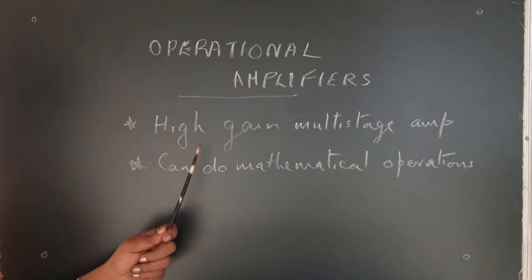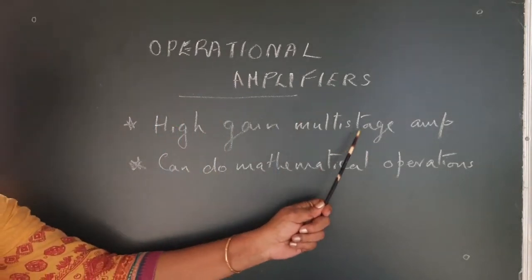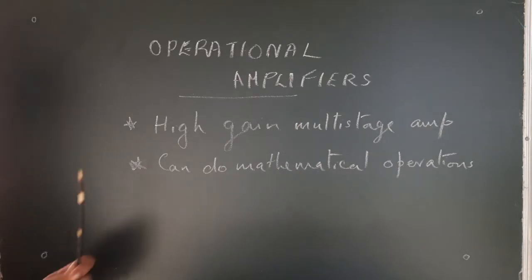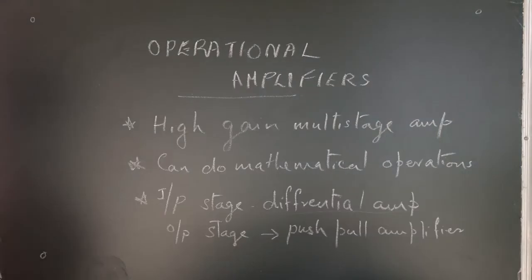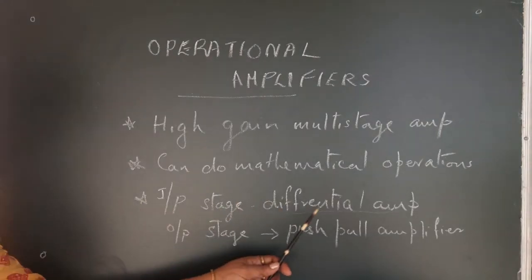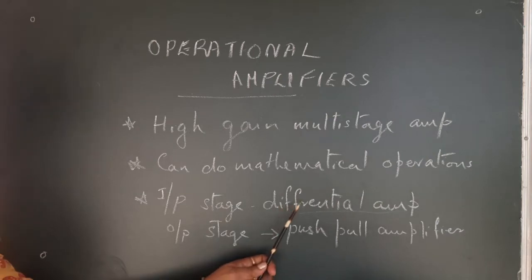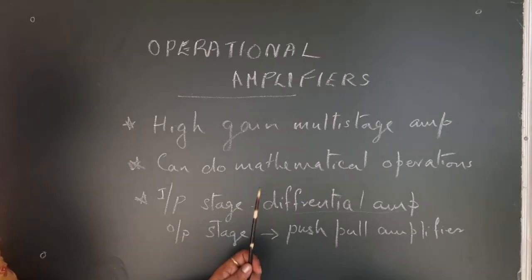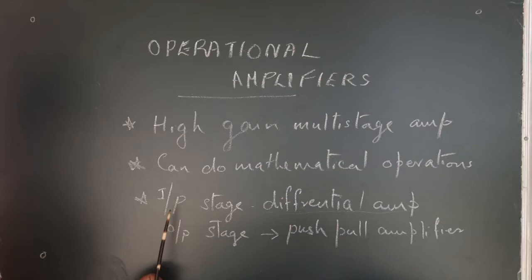Operational amplifiers. As we discussed, it is a high gain multi-stage amplifier. It can do mathematical operations like addition, subtraction, integration, differentiation and so on. The input stage is a differential amplifier. We will discuss this term later. In short, differential amplifier means the difference between the two input terminals is taken as the effective input of the amplifier. So, that is the differential amplifier. So, first stage is the differential amplifier.